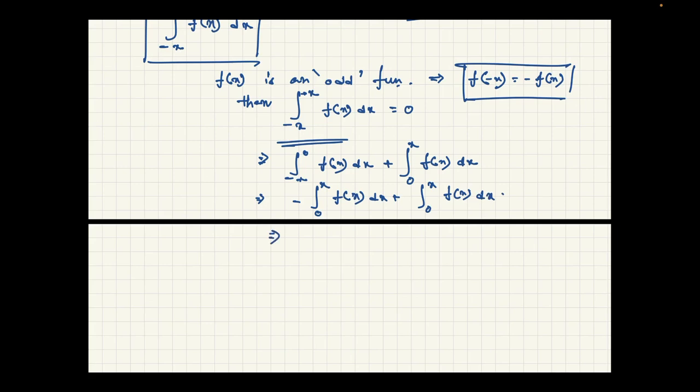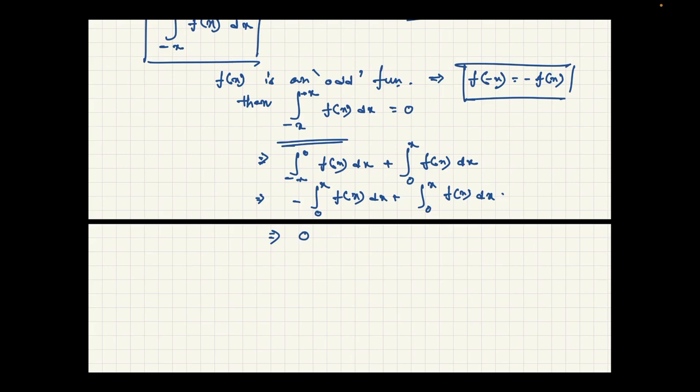So this negative part will cancel out this positive part, okay? That means the total integration value will be 0. That means when f(x) is an odd function, then f of minus x will be equal to minus of f(x), then this integration value will be equal to 0. We don't have any non-zero value.